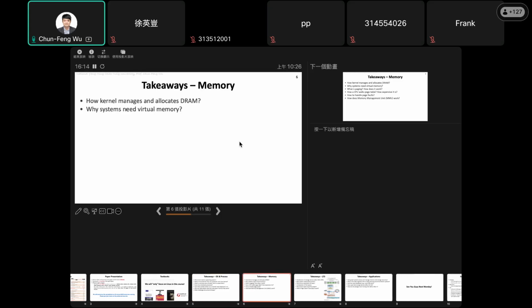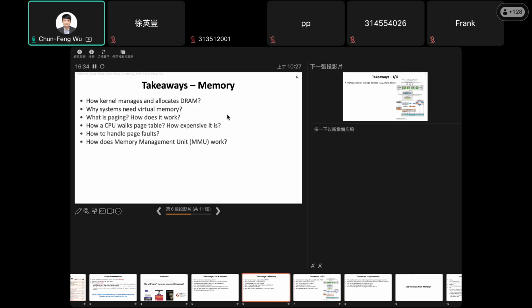Then after that, we'll move on to the memory topic. For the memory topic, there are also a few questions I think you can answer after learning from these lectures. How does the kernel manage and allocate memory, and why does the system need virtual memory? What is paging? How does it work? How does a CPU walk the page table? It is quite important.